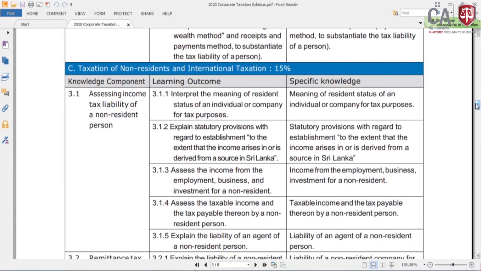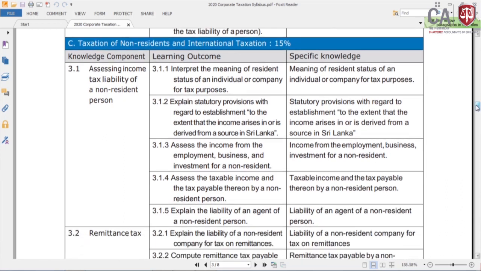And taxation of non-resident and international taxation, which is your 15% syllabus area, which I really want to go into in depth. And first we will look at what the sub-syllabus topics are that you should know. Come to this part, where I have taken extract provisions as per your syllabus, then we will discuss. What is the knowledge component? It is assessing income tax liability of a non-resident person. I will explain that when it comes to the non-resident person, it's an individual and a company both.